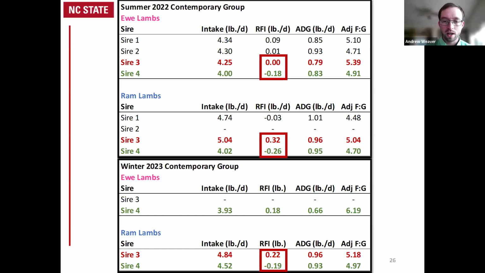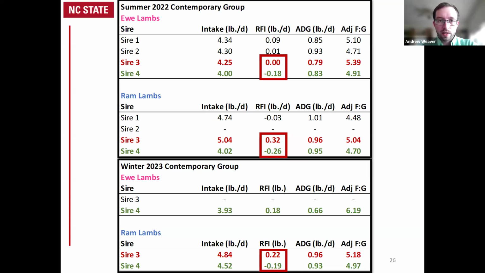But sire 4, you'll see it's a positive RFI here within the ewe lamb group. But kind of skip over the ewe lambs there for a second, and focus on the ram lambs where we have that direct comparison between sire 3 and sire 4. And you'll see that those lambs, the ram lambs sired by sire 3, had higher RFI values compared to the ram lambs sired by sire 4. So the trend is the same, right?